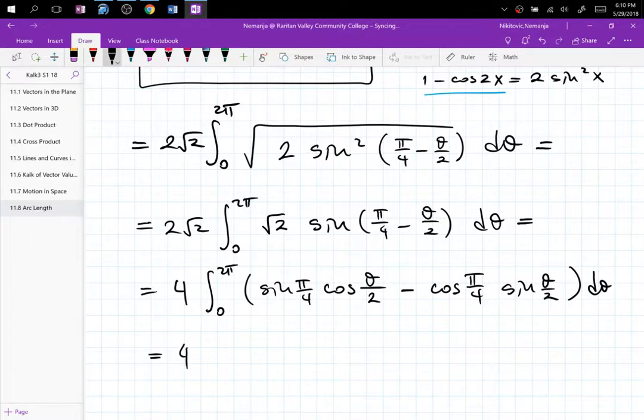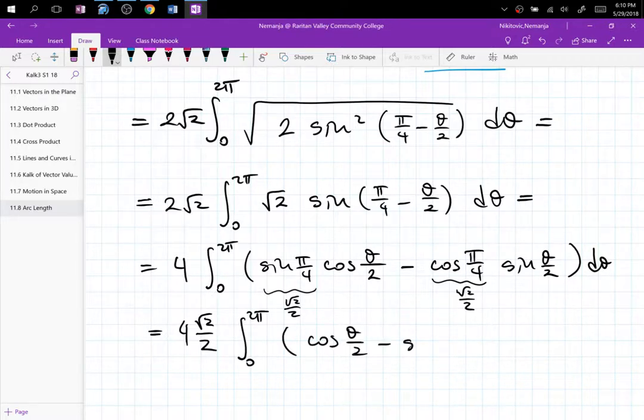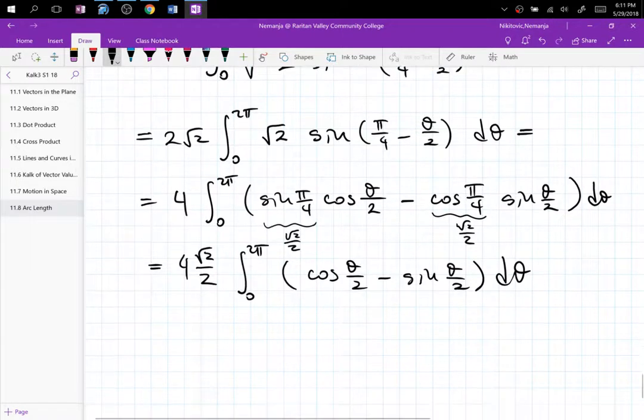4 times, now sine pi over 4 is root 2 over 2, and cosine pi over 4 is root 2 over 2. I can factor that out, root 2 over 2, in front of the integral. And all I need to integrate is cosine theta over 2 minus sine theta over 2, which is what you found as the identity. So we eventually had to stumble upon it.